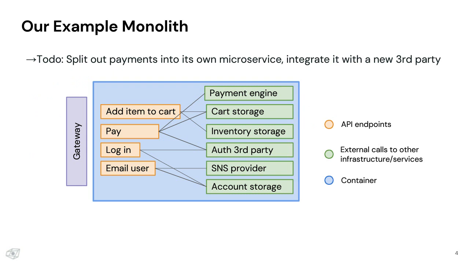So this is our example monolith here. Basically, what we're trying to do is split this out into a microservice, and we have a monolith that serves several different endpoints here. So we've got the API endpoints, and that's in orange. And then we've got the external calls to other infrastructure services in green. And then all of this is within one container.